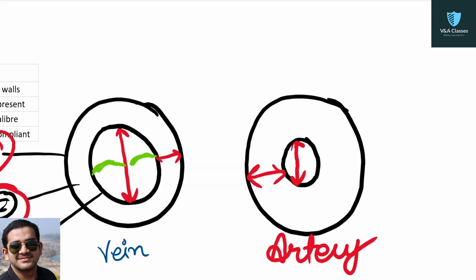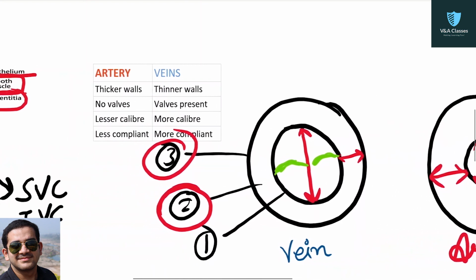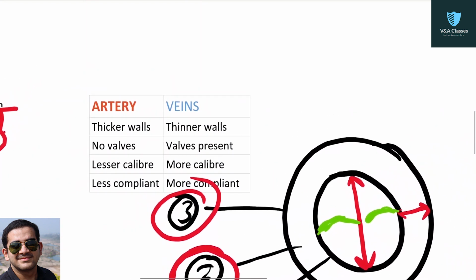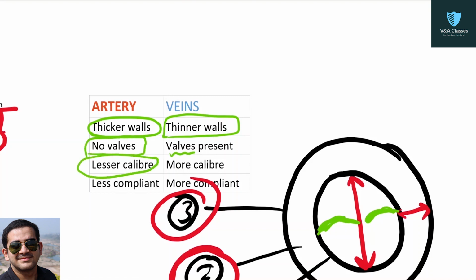Why are there valves in veins? Because they are carrying the blood upwards, against gravity. So there is more chance of a backflow. So to prevent the backflow, there are valves in the veins, but these valves are not present in the arteries. Okay, so you can see the differences in this table. Arteries have a thicker wall, veins have a thinner wall. The veins have valves present to prevent the backflow of blood, but there are no valves in arteries. Then the caliber of artery is less, as we have seen, because of a thicker wall, and the caliber of veins is large.